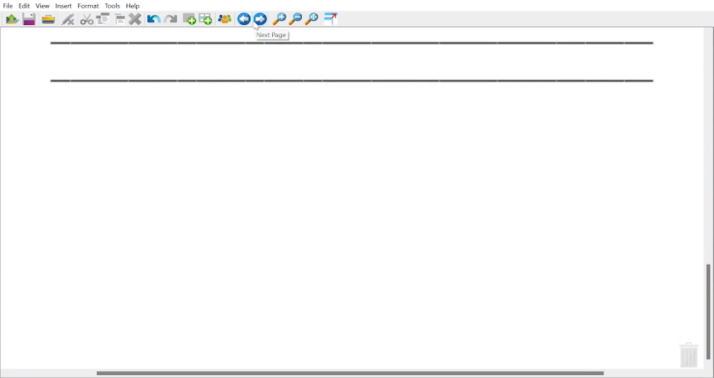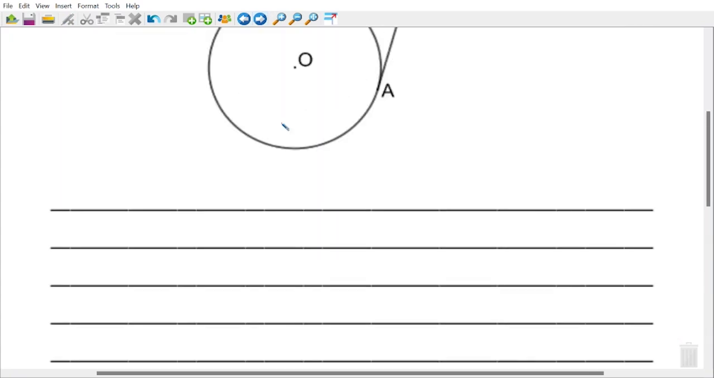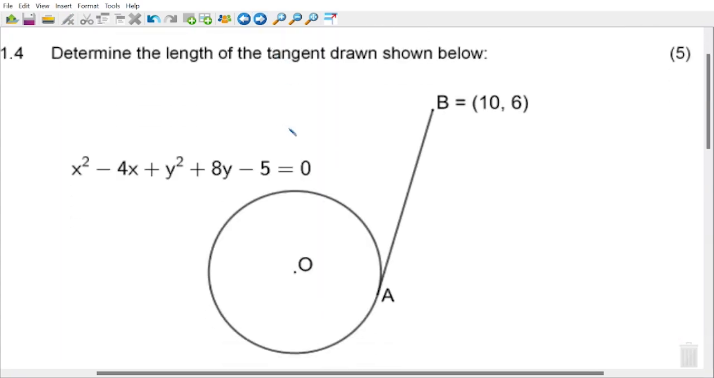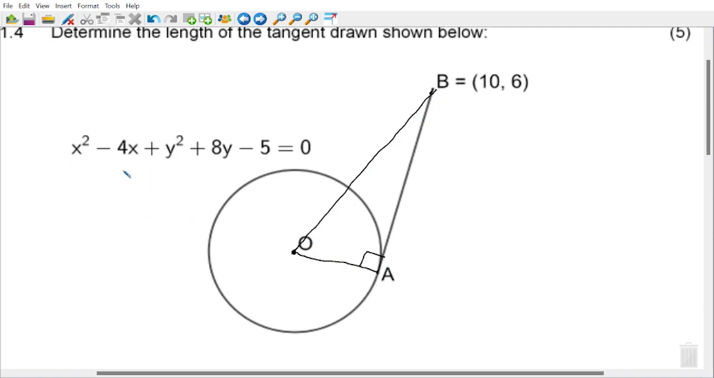Right, let's turn over and see what awaits us on the next page. And this one asks us to find the length of the tangent. If I could get the center of this circle by writing it in standard form, once again, I know that is perpendicular, right? And if I know the center O, then I can work out this distance using the distance formula. And if I've put this in standard form, I will know the radius. And then I can use Pythagoras in triangle OAB. Right, so let's do all of that.